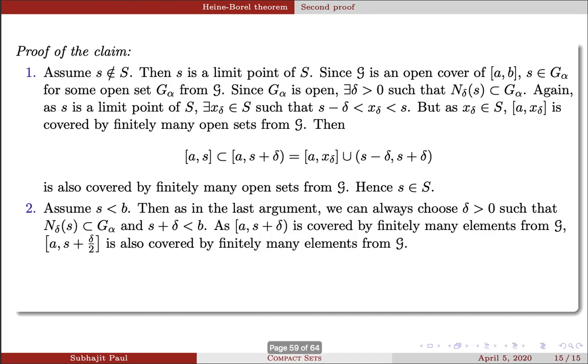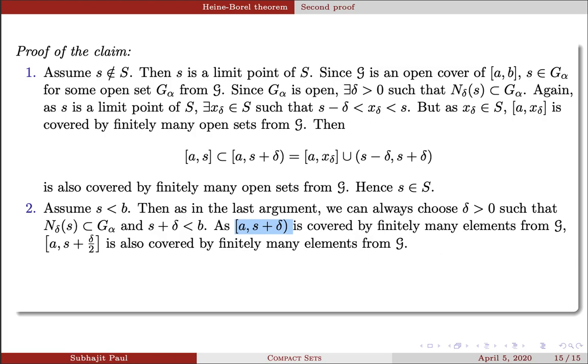So the closed interval A to S plus delta by 2, which is definitely inside this one, is also covered by finitely many elements from G, right? Okay, this entire thing is covered by finitely many elements from G. Hence, A to S plus delta by 2 is also covered by finitely many elements from G. Why do we need to do this manipulation?